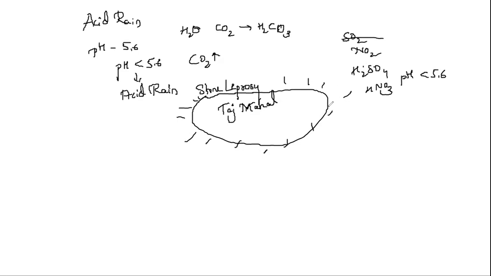What are the harmful effects? It causes extensive damage to buildings and statues of marble, limestone, etc. Why? Because marble and limestone are nothing but calcium carbonate. When H2SO4, that is your acid rain, combines with it, it forms calcium sulfate, which gives a yellowish patch, plus carbon dioxide is released, plus H2O. It is even toxic to vegetation and aquatic life. So those are the harmful effects of acid rain.